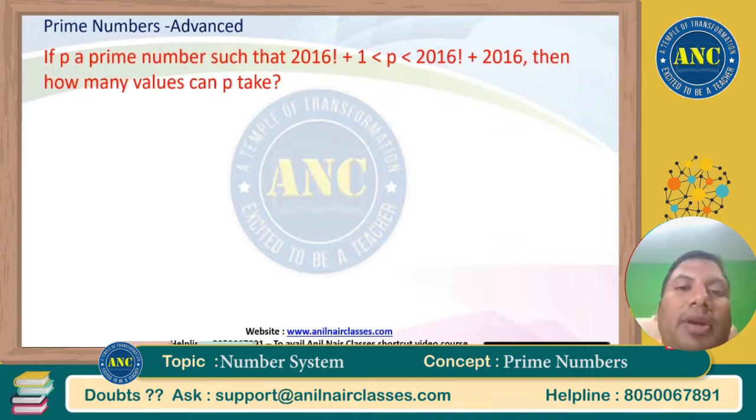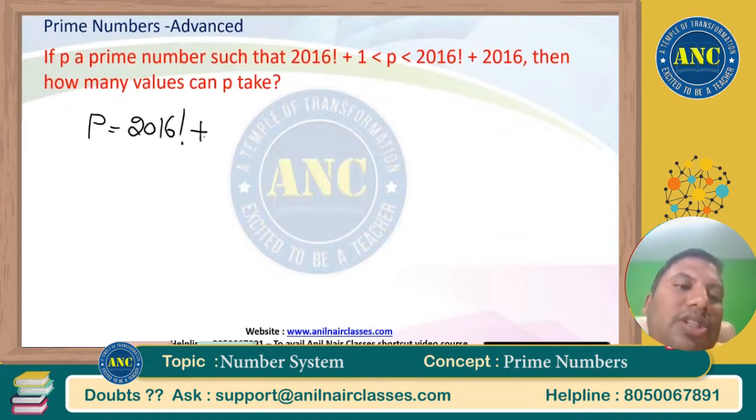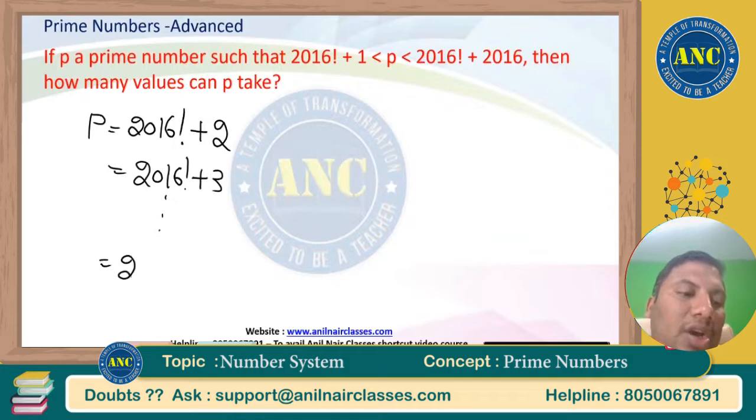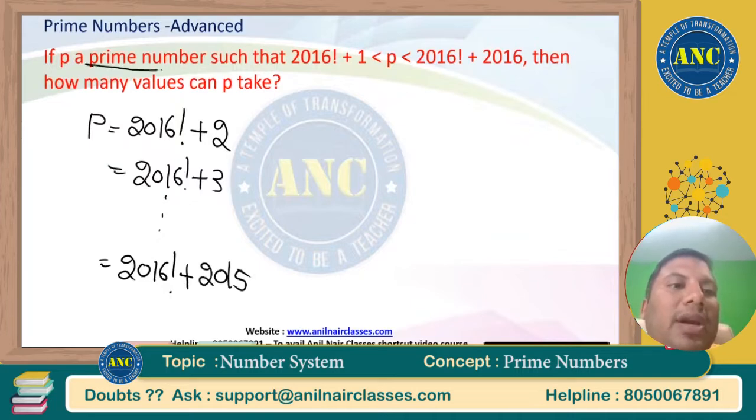If P is a prime number such that 2016 factorial plus 1, the next number is 2016 factorial plus 2, the next number is 2016 factorial plus 3, the last number is 2016 factorial plus 2015. All prime numbers are a subset of natural numbers. This is an even number. 2 is an even number. The answer will be an even number.